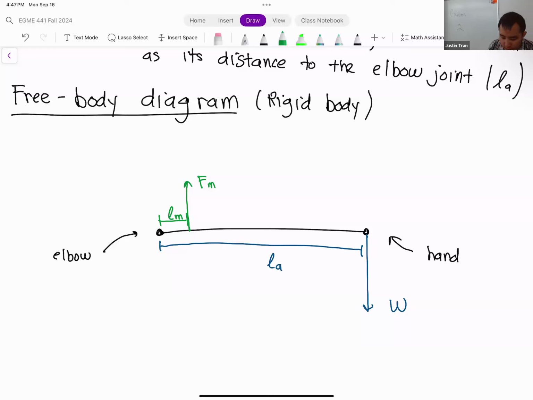One other thing that we know is that the force acts perpendicularly to the forearm itself, right? So that angle is 90 degrees. And if we assume that the forearm is also at 90 degrees, because of the 90-degree flexion of the elbow, then we know the muscle force is pointing straight up in this case.